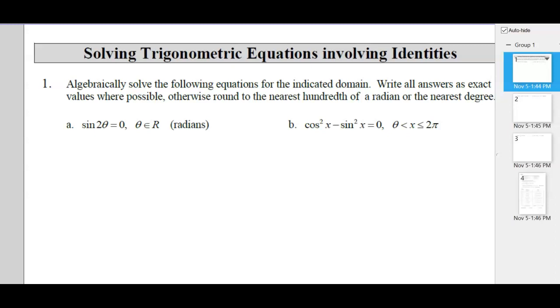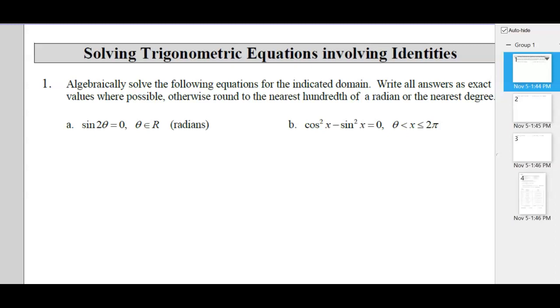Last lesson of the unit, solving trig equations, where you might need to use identities. Do you have to use identities? Not always. Sine of 2 theta, we did that yesterday. So you just found all the angles that give you, in this case, a sine ratio of 0. Found them, divide all of them by 2.